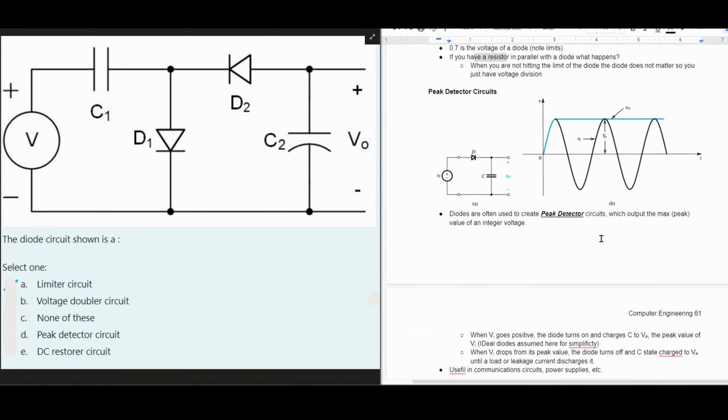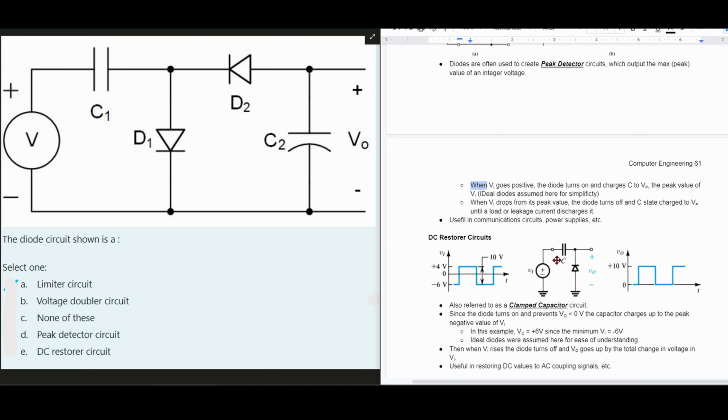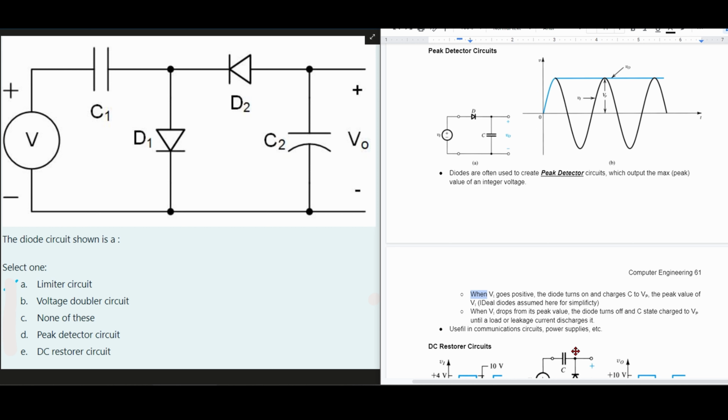Diodes are often used to create peak detector circuits, which output the max peak value of an input voltage. So we have our diode here, and we have a capacitor here. When the diode is on, it's going to charge this capacitor. When it's off, the capacitor is going to drain, and we can see that with the graph right here. So when our V input goes positive, the diode turns on, and C charges to our VP, which is the peak value of our VI, which is our sine wave. So VI is our sine wave, VP is the peak right here.